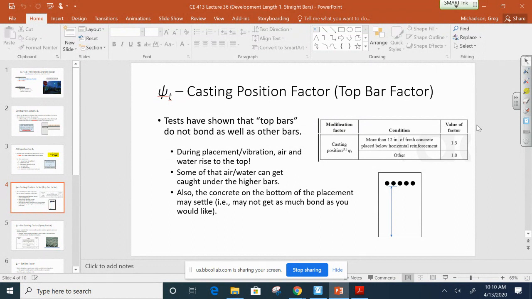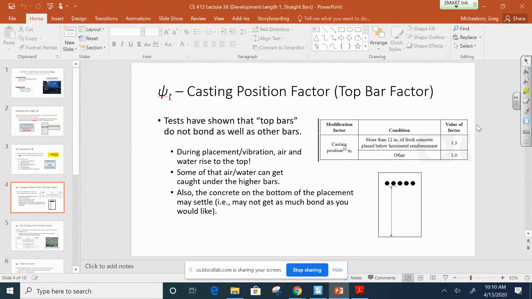Now, that has nothing to do with the moments or the loads. It's literally the bars on the top. And there's a couple reasons for that. When you place concrete, for those of you that have ever been on a construction site or been involved with placing concrete, you should know you're usually using a concrete vibrator to vibrate the concrete to make sure that it fills all the nooks and crannies of your forms and in between your rebar and whatnot.